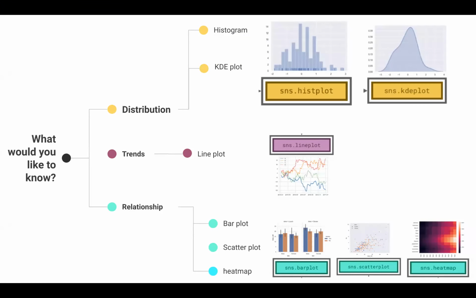So now we're going to discuss data visualization for distribution. And for distribution, there are two types, histogram and KDE plot.